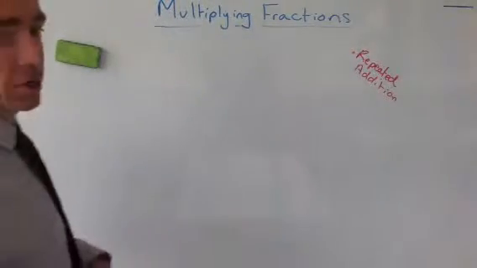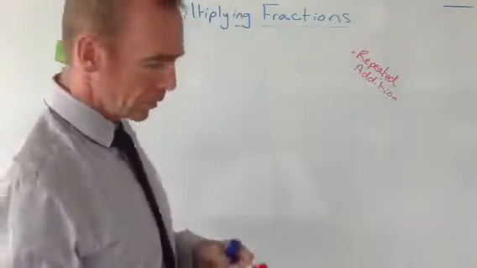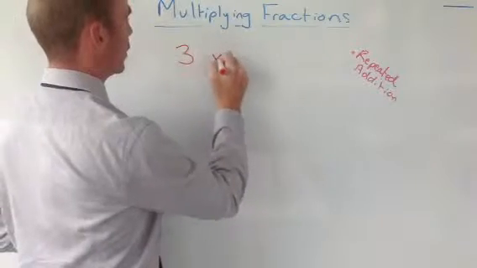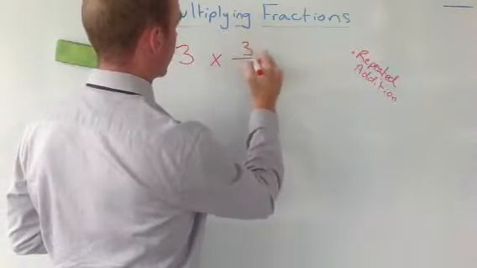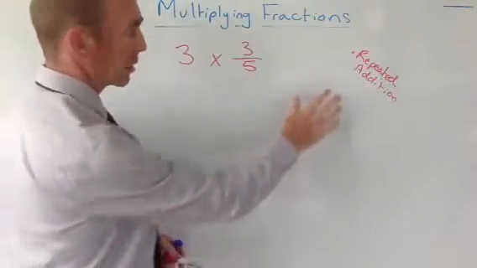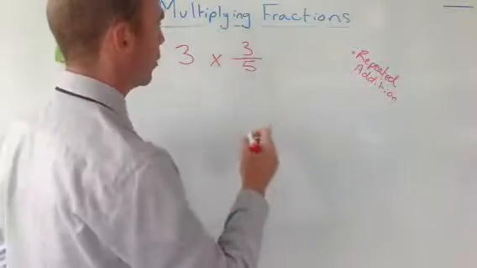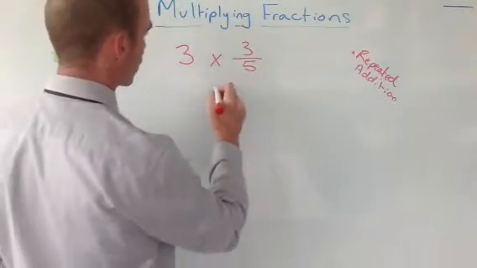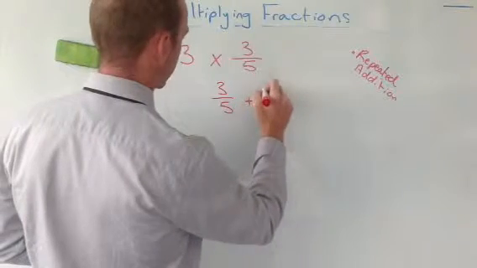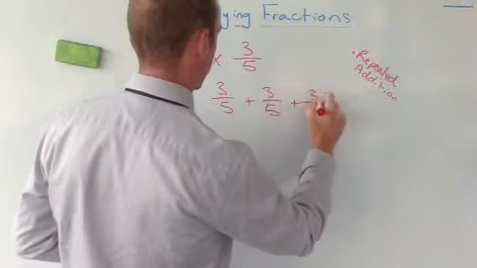Righto, so today we're going to just be multiplying fractions by a whole number. So for example, here's my whole number and there's my fraction. So multiplication, you may have heard, is repeated addition. So repeated addition on this occasion would look like 3/5 plus 3/5 plus 3/5.